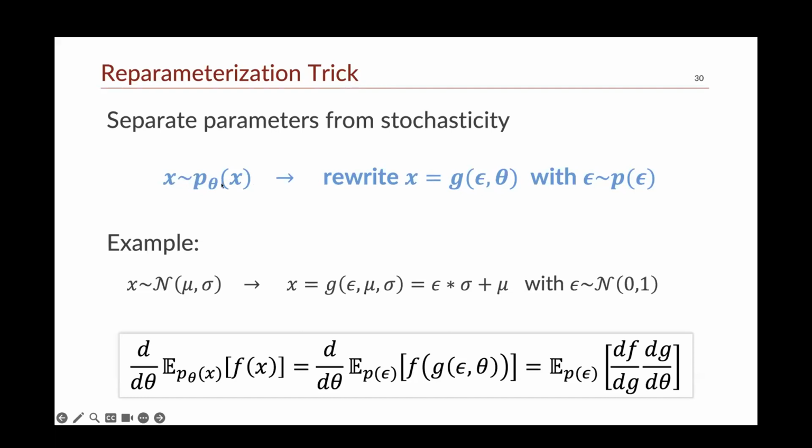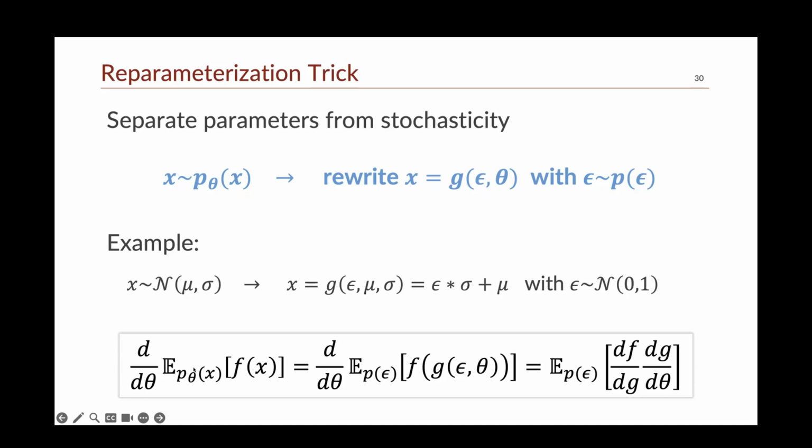So instead of sampling directly from this distribution, we'll rewrite the random variable of interest, x, as some function of some noise and some parameters, and we'll have a very simple noise distribution. We saw this Gaussian example. If we want to sample from a normal with mean mu and sigma, we sample noise from a normal with 0, 1, multiply by the sigma, and add the mean.